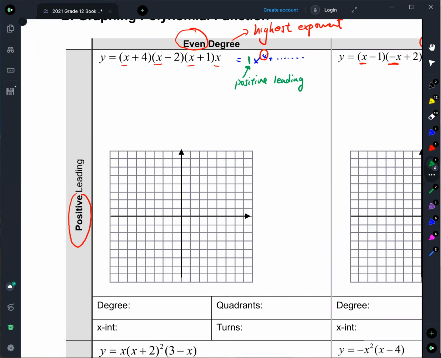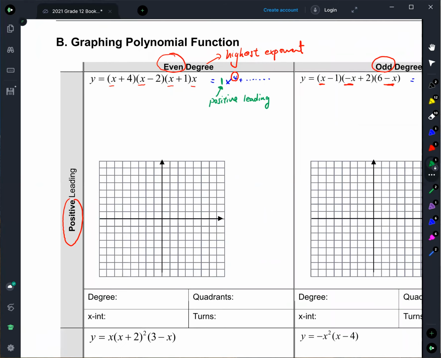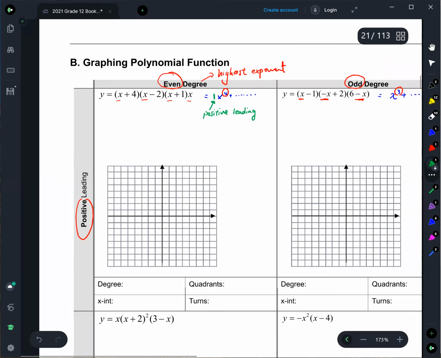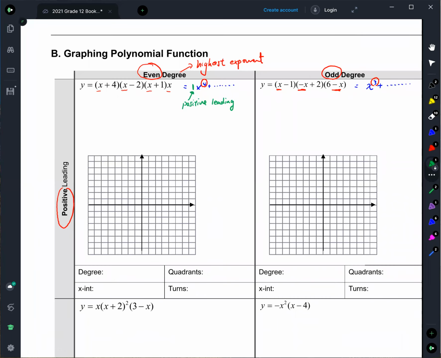Okay, can you raise your hand if you understand up to here so far? Okay, this is how you categorize every question that you see. So it could be even and positive, could be odd and positive. Okay, so for example, like the one on the right hand side, right, you have a 1 here. This is also positive. You have an odd degree, it's positive leading.